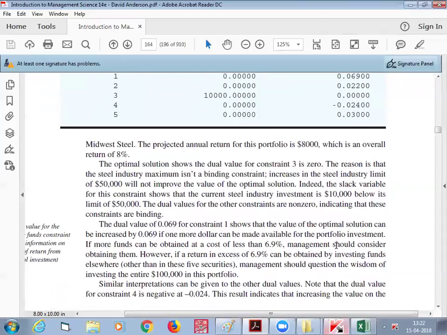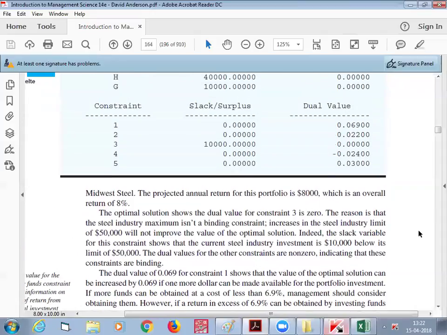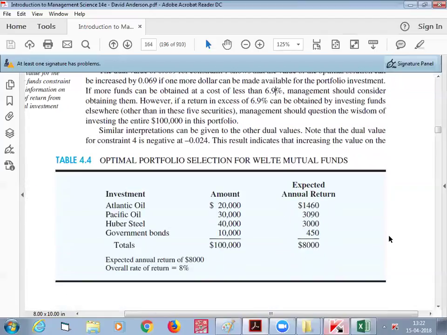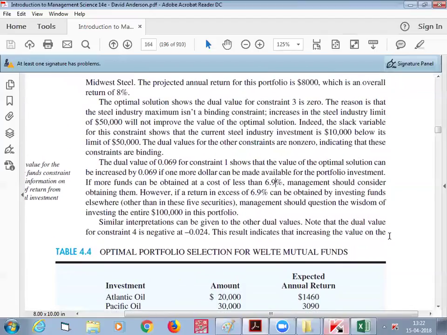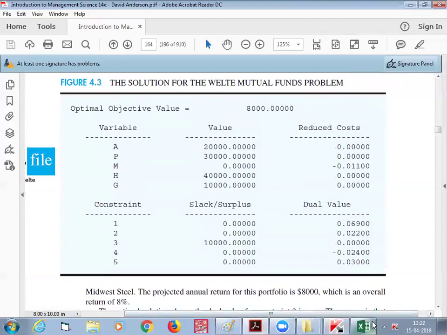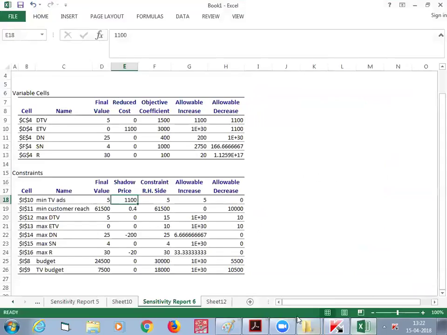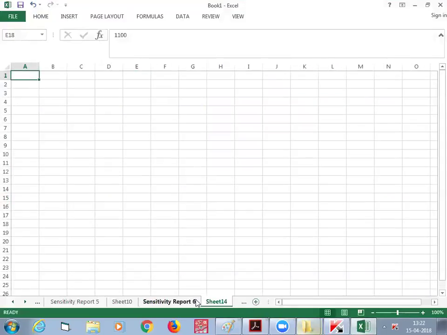Okay, so the same things for the steel industry. So if more funds are obtained at cost less than 6.9%, management should increase the budget. But by how much can we increase? Oh, they have given that here. Okay. Oh, actually, then we can do it. I'll do it quickly. So, very quickly, let's do it.